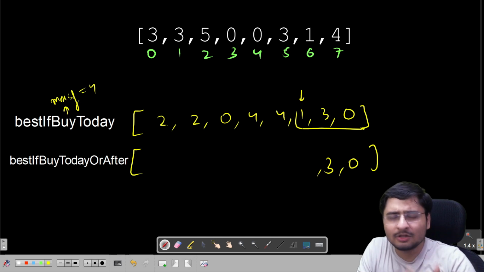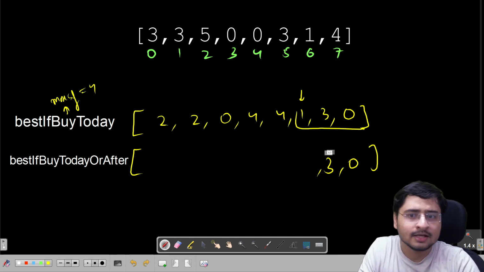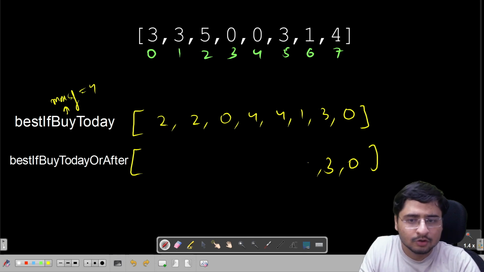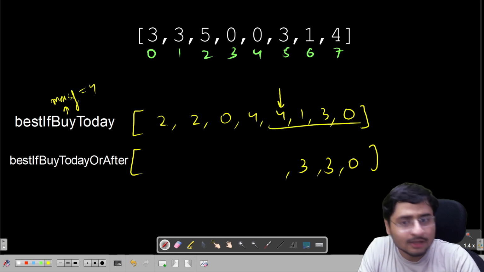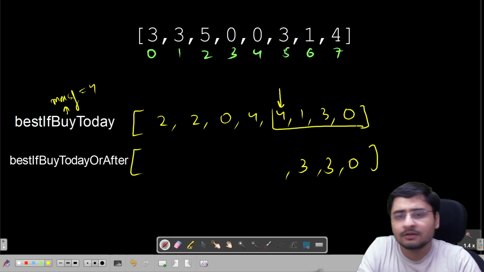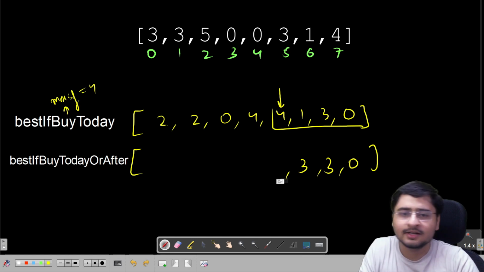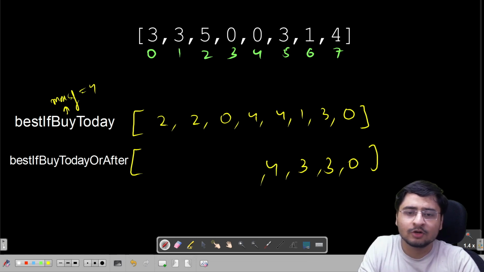So today is not a good time to buy. As you can see, this day is not a good time to buy. This day is a good time to buy, so we're going to consider this answer. So we're going to consider 3 here as well. What is the best time to buy now, today? These are all the profits, right? So either I can buy today or I can do after today. So today works, because the price is 0. So it's a good time to buy. So 4 is what I'm going to keep here.